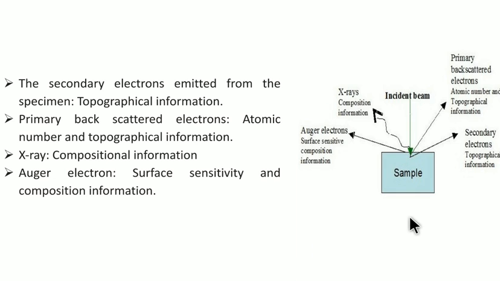Now take another signal, that is the Auger electrons. The Auger electrons provide sensitivity and composition information. Here sensitivity means, for example, the researcher expects a smooth surface or a rough surface, and for that purpose this information is provided. Now these are all the possible information it will provide.